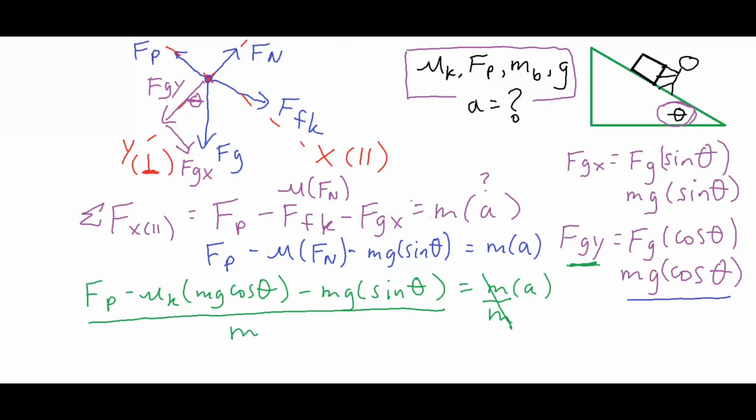So double check. I have everything in terms of Fp. I got that in the beginning. Mu sub k, it's in there once. And then I have my mass and my g. I can put the little subscript for the b next to the m's for just mass of the box. Either way, it's the same thing.